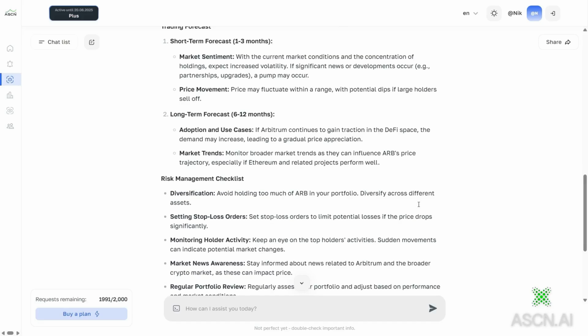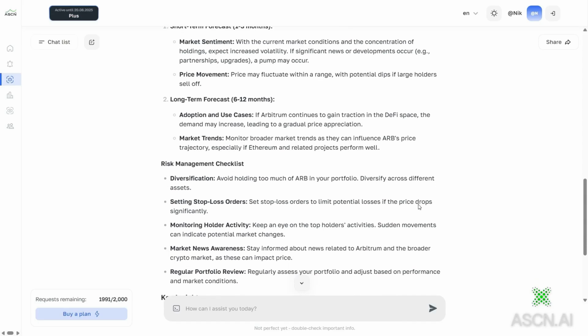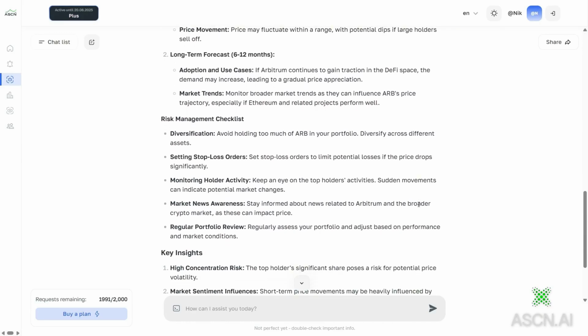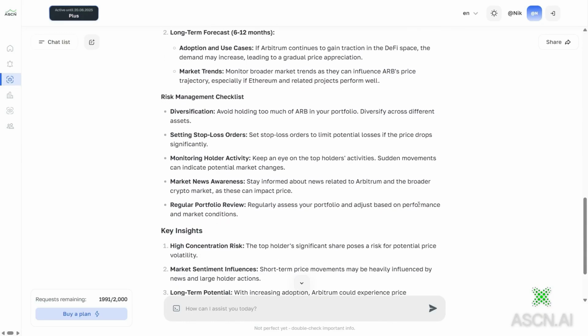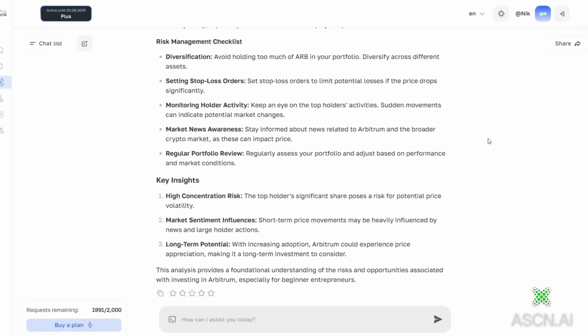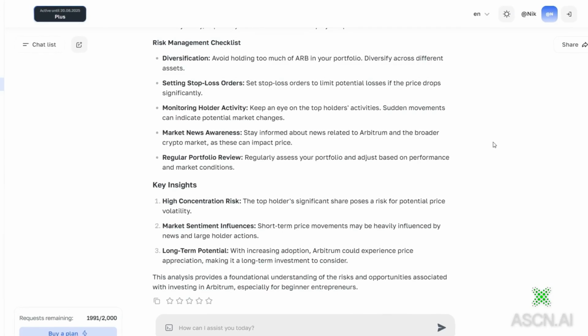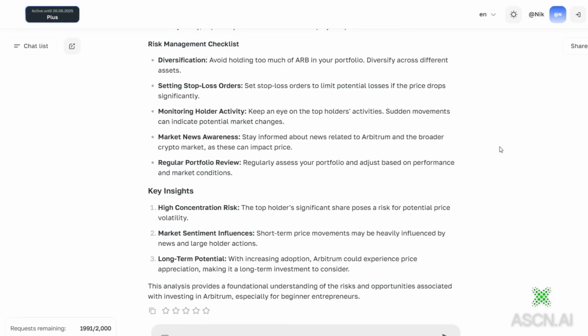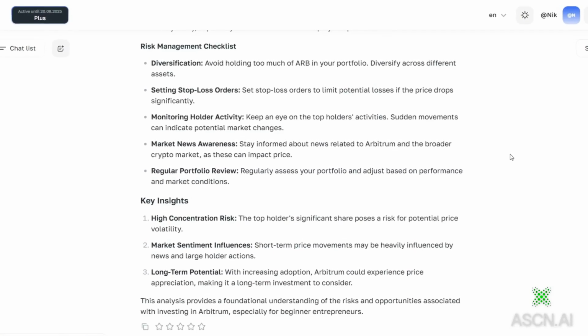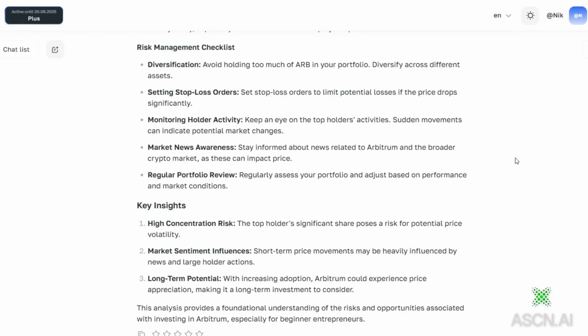ASCN.AI also recommends diversifying your portfolio, setting stop losses in case the price drops, monitoring large transactions, watching what the whales are doing, analyzing the latest news, and regularly reviewing your strategy. Key takeaways. A high concentration of holders can lead to significant price fluctuations for Arbitrum. Short-term trades can be risky but profitable with proper risk management. The long-term prospects of Arbitrum depend on its development and adoption within the ecosystem, which requires ongoing analysis and monitoring.